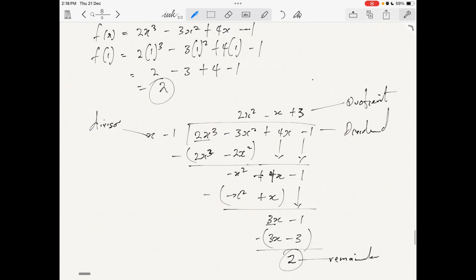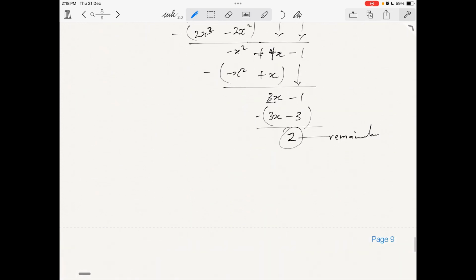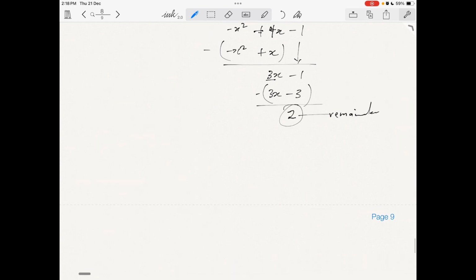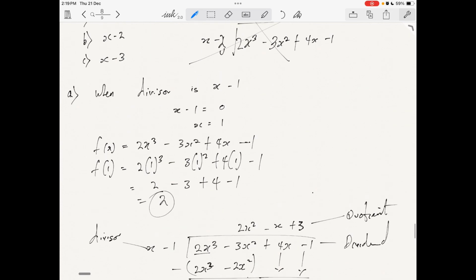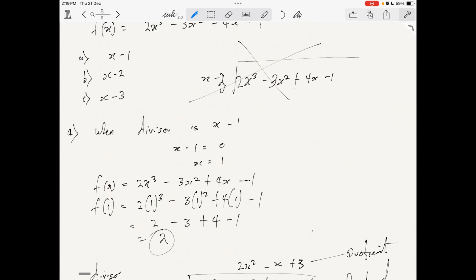Okay, so it is very simple. So the rule is very simple, the theorem is very simple. So if you can write it that if the polynomial f of x is divided by x minus a, then the remainder is f of a. Okay, now I think we have two more questions that we've just done a, and let's go back and do b and c.